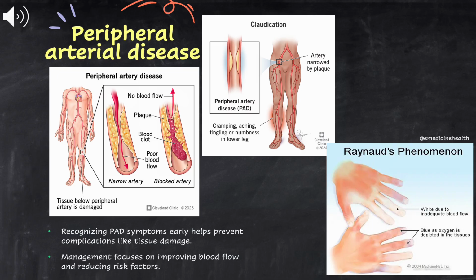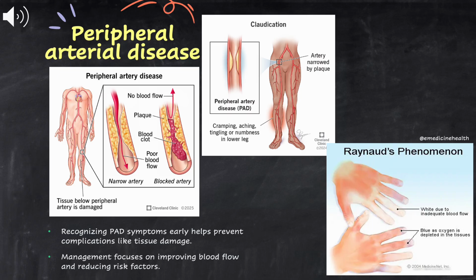This pain pattern is important to recognize because it helps distinguish PAD from venous disorders, where discomfort often improves with elevation rather than rest. The slide also mentions Raynaud's phenomenon, which involves vasospasm of small arteries, usually in the fingers or toes. Vasospasm limits blood flow and leads to impaired tissue perfusion, causing color changes, pain, and sensitivity to cold or stress.